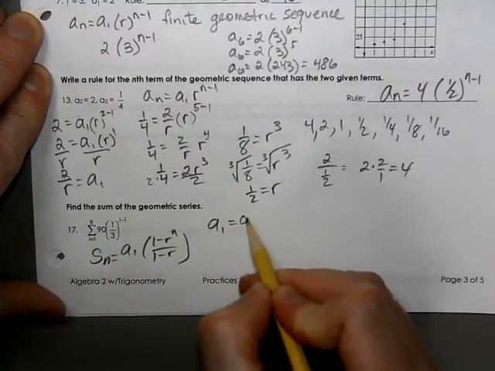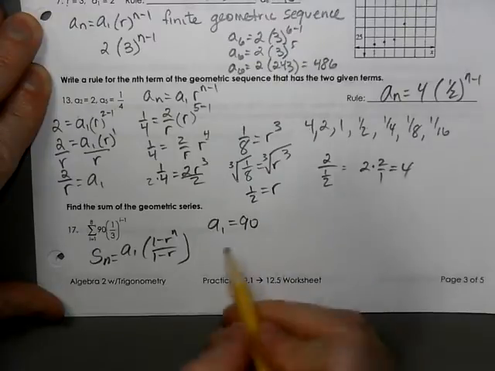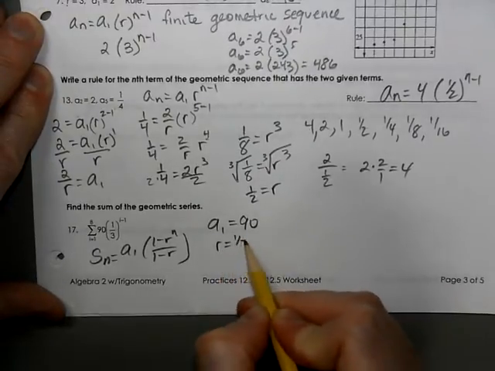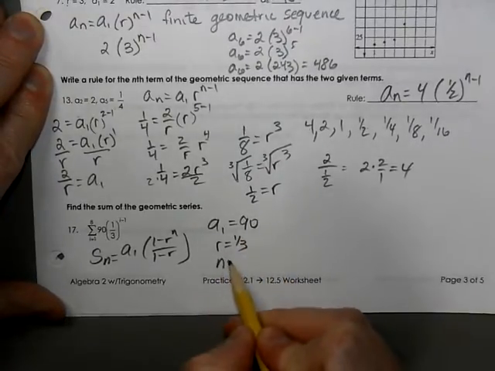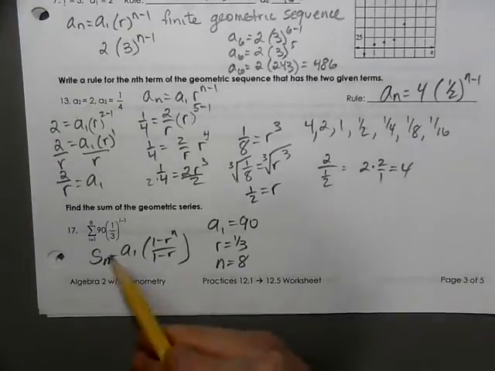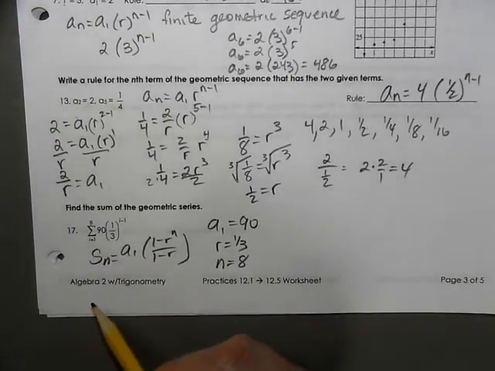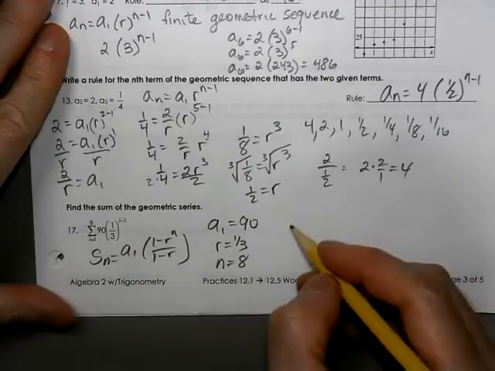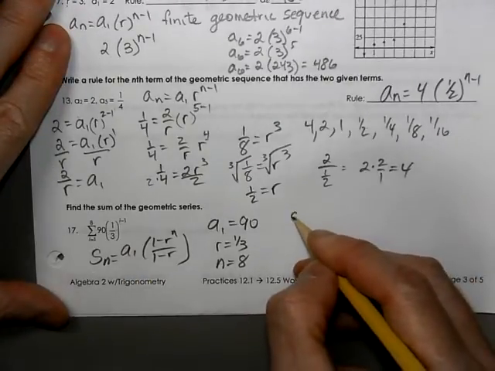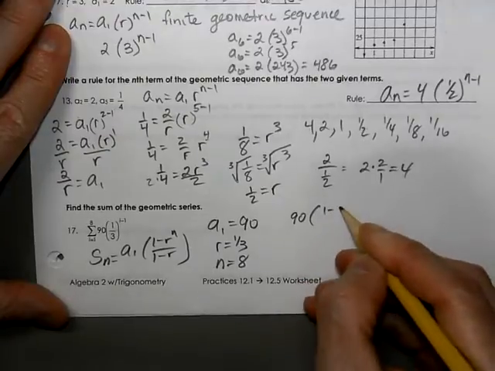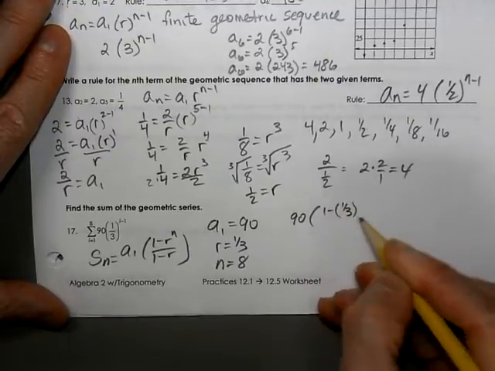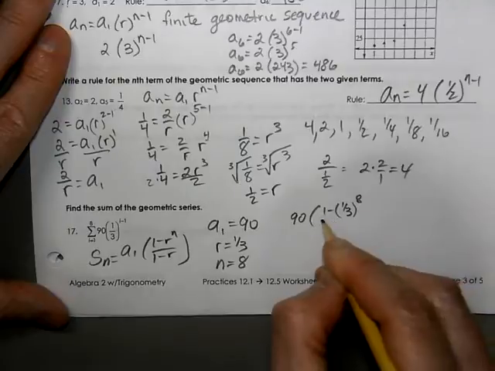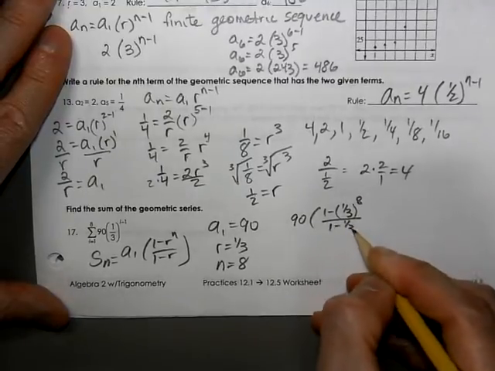So a of 1 is going to be 90. The r value is 1/3, and n is going to be 8, because we're going from 1 up to 8. We don't need to know what the last term is. So a of 1 is 90, times 1 minus your ratio raised to the 8th power over 1 minus your ratio.